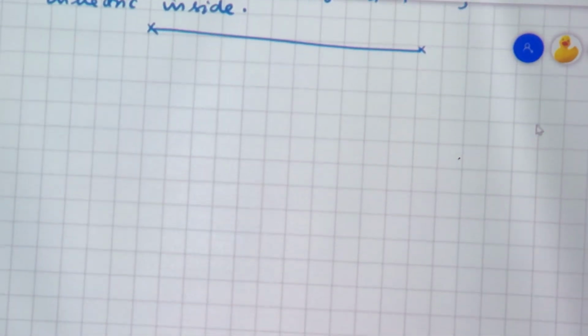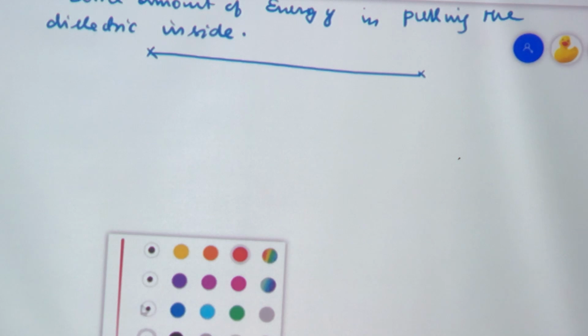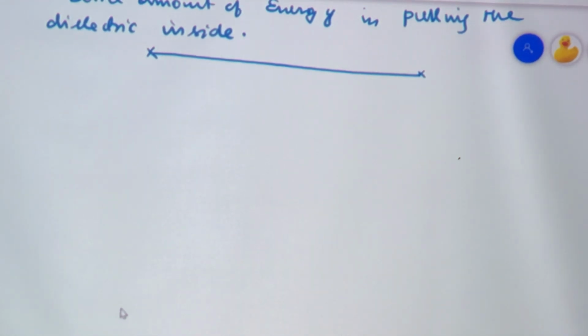This is the first subdivision, that is, when the capacitor is connected with the battery and then disconnected: the capacitance increases and the energy gets decreased. So what is the second subdivision that we have to see? The second subdivision is what will happen to the capacitance and energy when the battery remains connected to the capacitor.